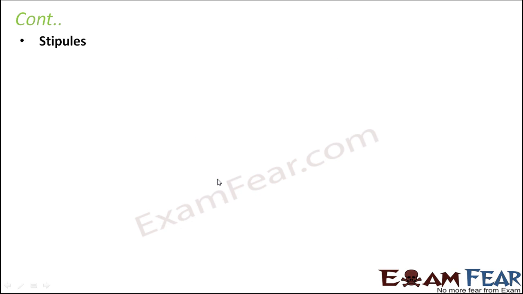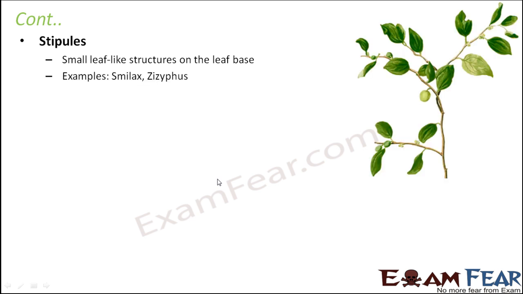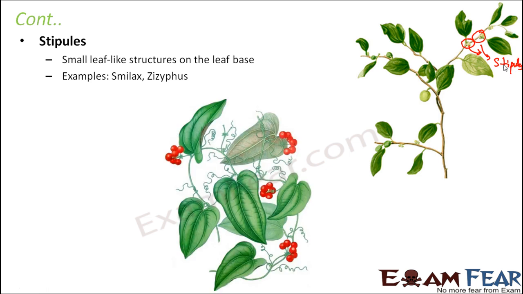Besides this, we also have certain other parts like stipules. These stipules are leaf-like structures which are present on the leaf base. Let's look at some of these plants. If you look at these plants, what do you see? At the leaf base itself, you have tiny leaf-like structures. These leaf-like structures are called stipules. Very tiny in size. Again, here also you would see these leaf-like structures at the base of the leaf. So they are called stipules.